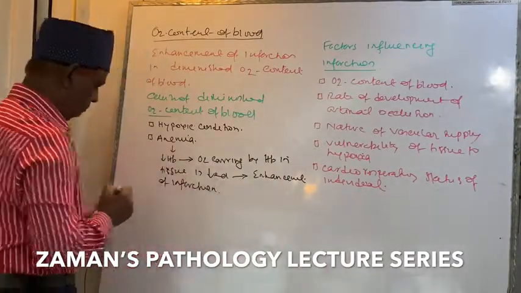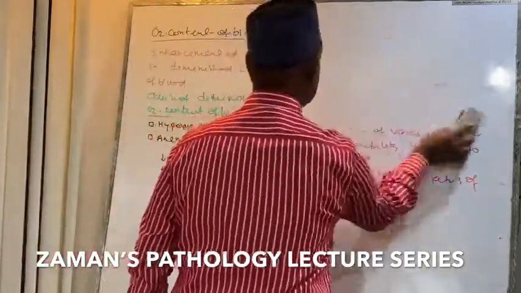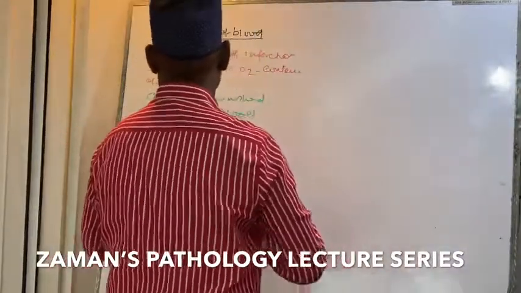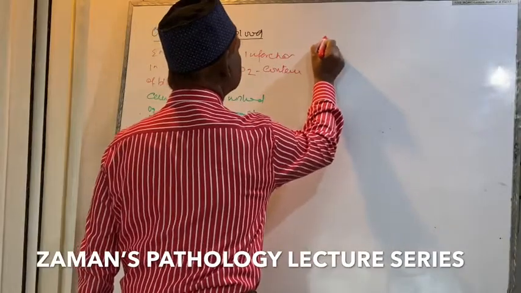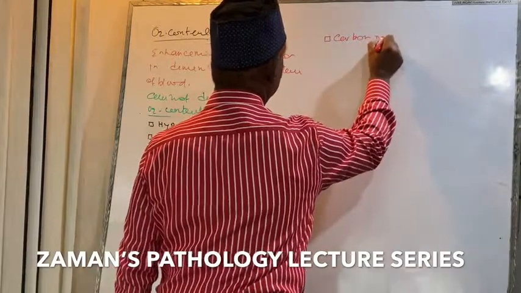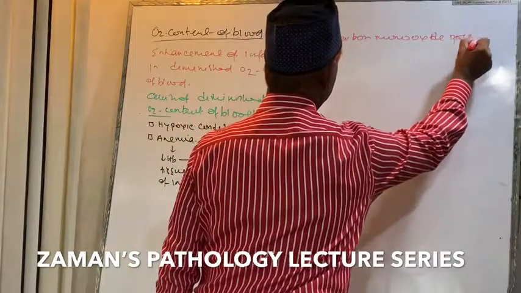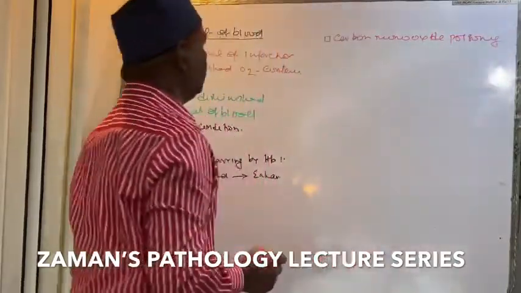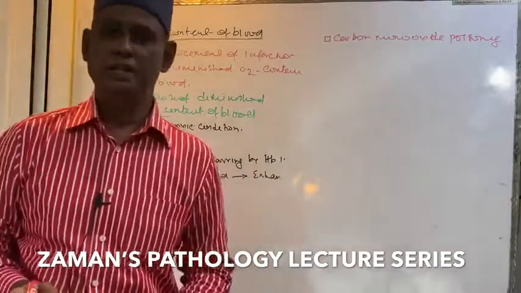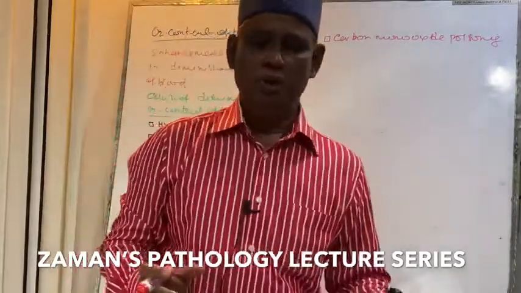So, in anemia, what happens? Decreased hemoglobin. As there is decreased hemoglobin, oxygen carried by hemoglobin to tissue is decreased. As oxygen carried by hemoglobin to tissue is decreased, there will be enhancement of infarction.